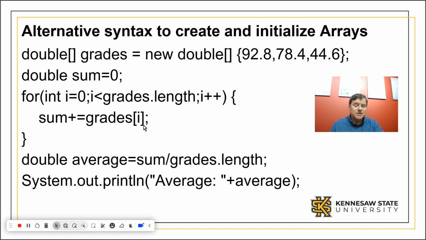which is going to take the value of cell 0, which is 92.8, add it to sum, the value of cell 1, which is 78.4, add that to sum, so now you're at about 160, and then take the value of grades at position 2, which is 44.6, and add that to the sum. That gives you a sum total of the 3 values added together, and then you divide it by grades.length, which will tell you what the average is, because that's how you calculate an average.